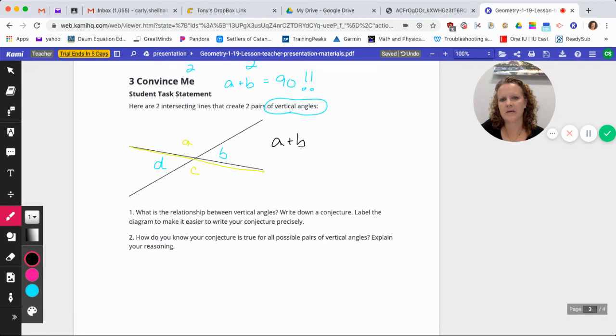A plus B equals 180. I also know that D plus C equals 180. Okay. In algebra, we learned when 2 things are equal to each other, like this is 180 and that's 180, therefore I can say that A plus B equals C plus D. All right, because they're both equal to 180, they're both equal to each other.